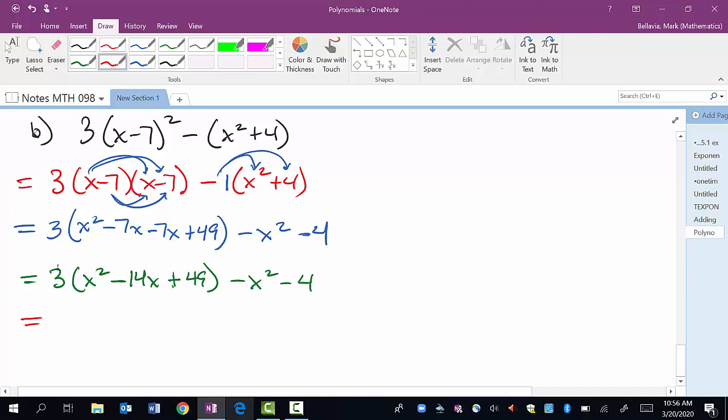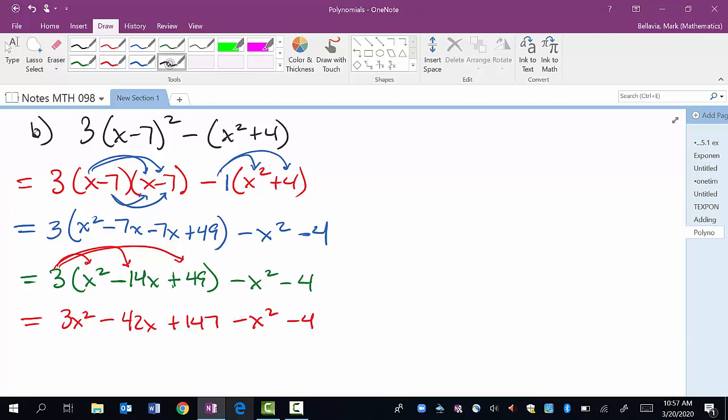Now we'll multiply the 3 through. So 3 times x squared is 3x squared. 3 times negative 14x is negative 42x. And 3 times a positive 49 is plus 147. And we have minus x squared minus 4 here at the end. And now we'll combine like terms.